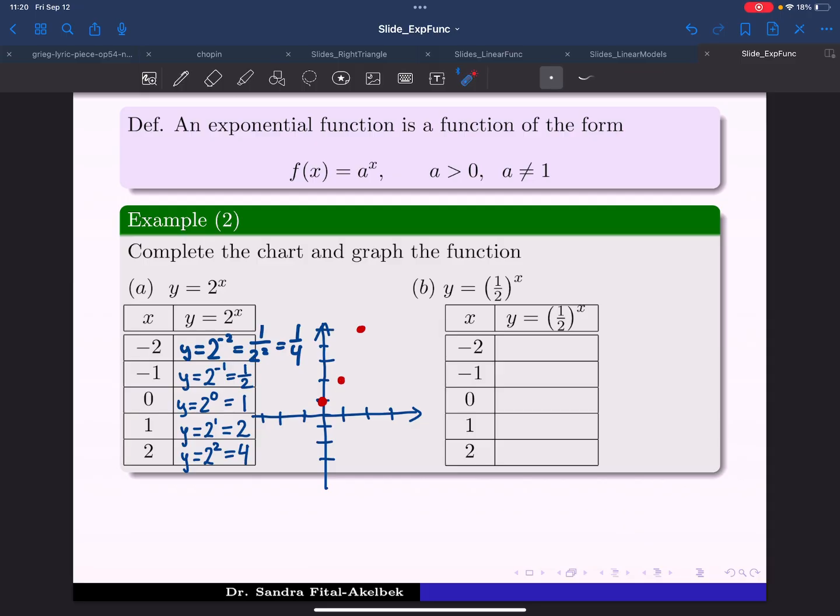And then the point -1 is 1/2. -1 would be 1/2 here, and then the point -2 is 1/4. So the graph looks very close like this. This is the graph y is equal to 2 to the x.